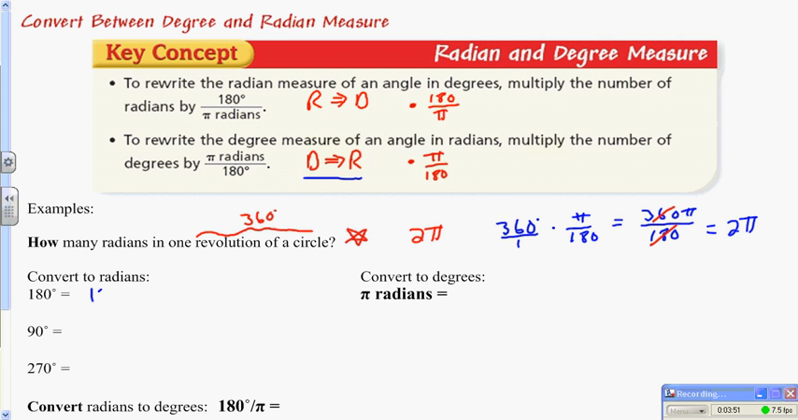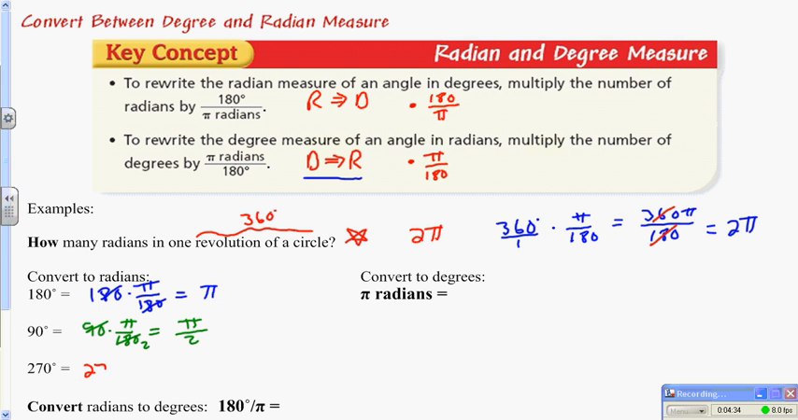180 degrees times pi over 180 is pi. And you have that on the other page as well. 90 times pi over 180 is pi over 2. And we're going to look at that as pi over 2. We'll talk about it as pi over 2. We rarely will say 1/2 pi. Okay, just for food for thought there.